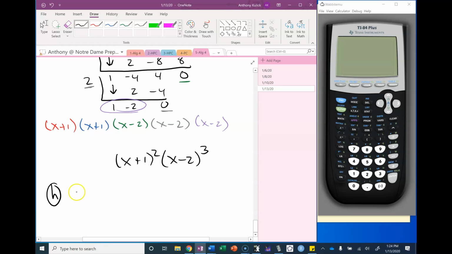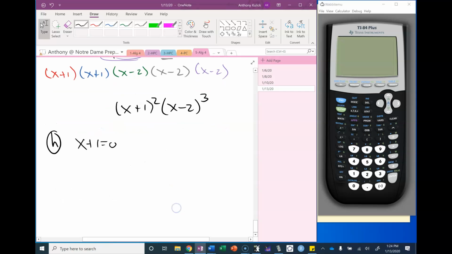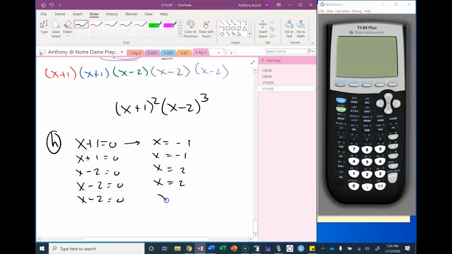And then my last step is to solve this factored form. So I'll just set each of these pieces equal to 0. I should have 5 answers at the end. And that's exactly what I get.